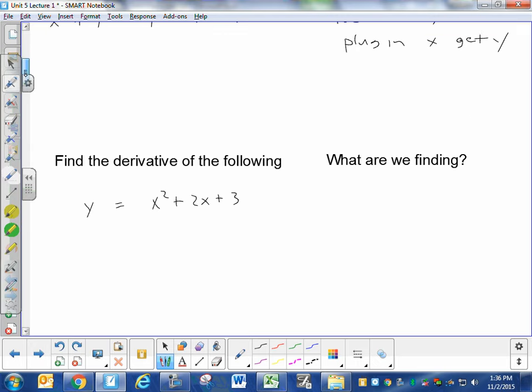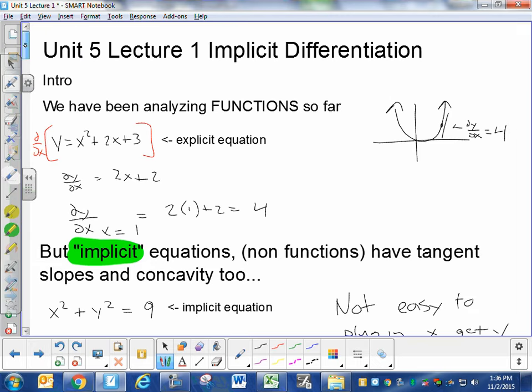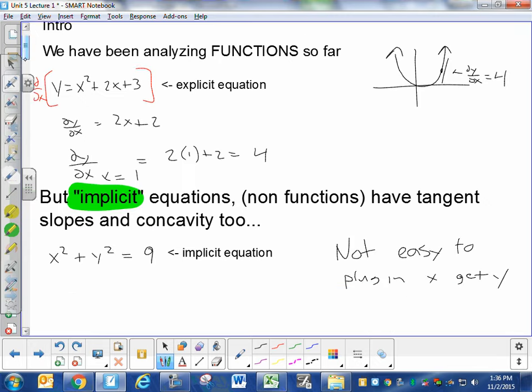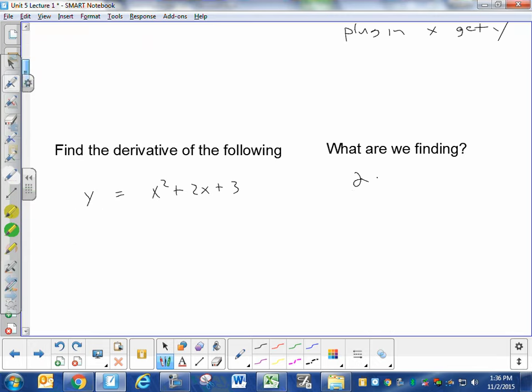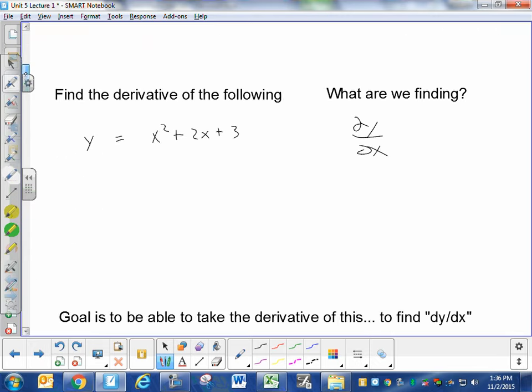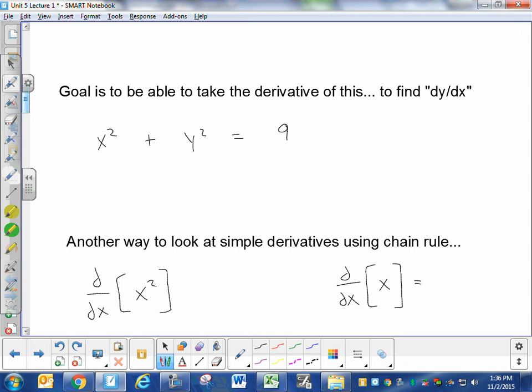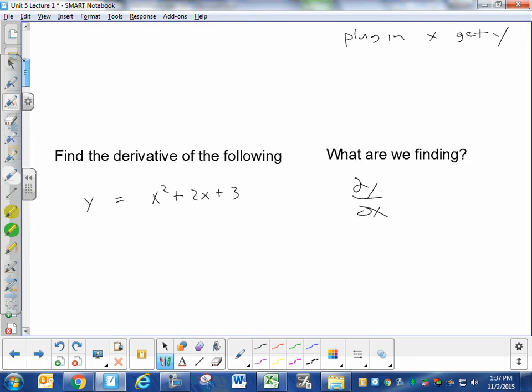Okay, and it's important. What we did up here, we took the derivative and we found dy dx. Finding dy dx when we're taking derivatives, we will do the same thing here. We'll take x squared plus y squared equals 9, and we need to develop some dy dx equation where I can plug in certain values and get slopes of tangents. Okay? I want to be able to find dy dx of this.